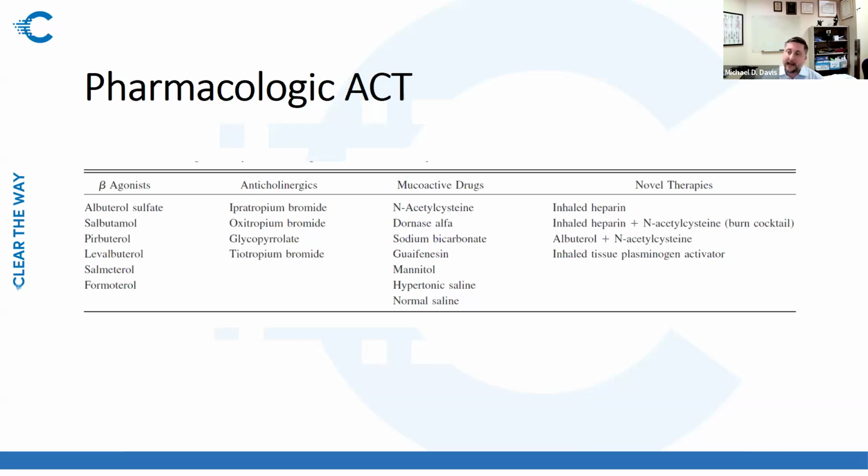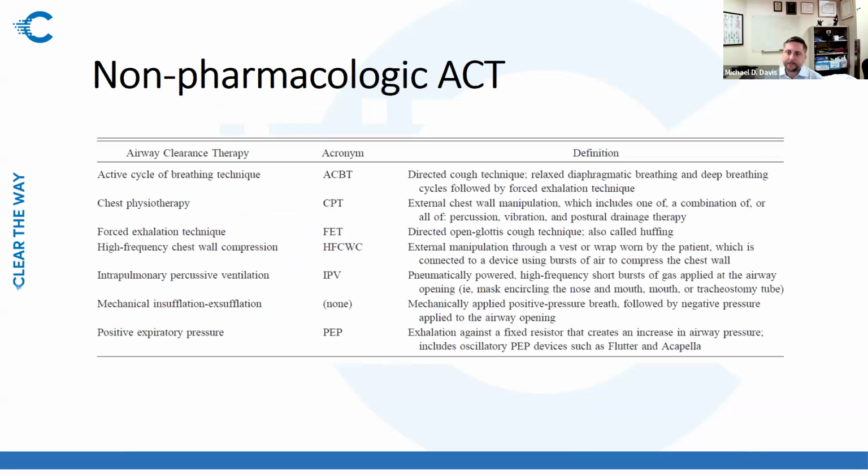We even have drugs that we inhale that draw fluid into the airway to try and make it, again, easier to get up and get out. And then we have a few novel therapies that target different aspects, both of the mucus and of our airways, to help get them up and out. And that's what's listed under those novel therapies.